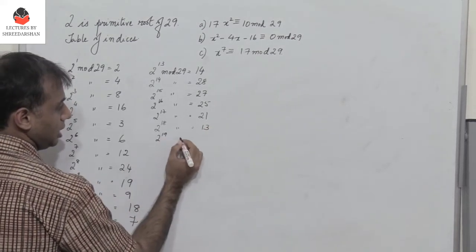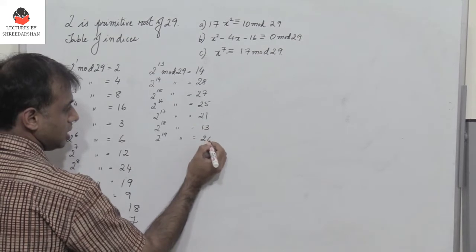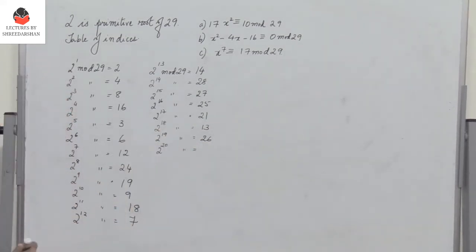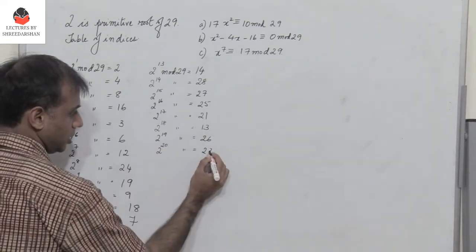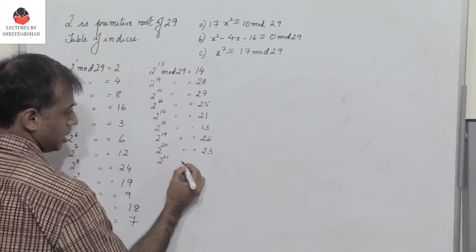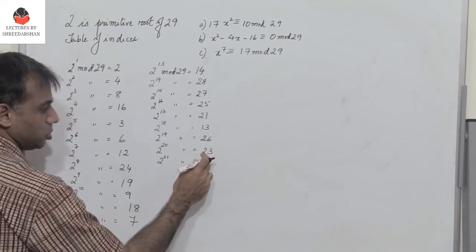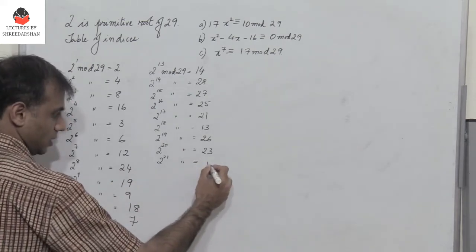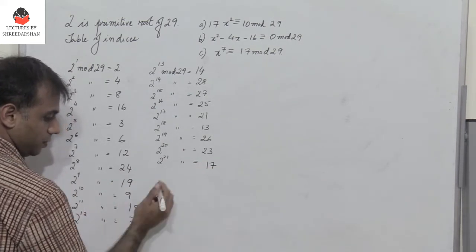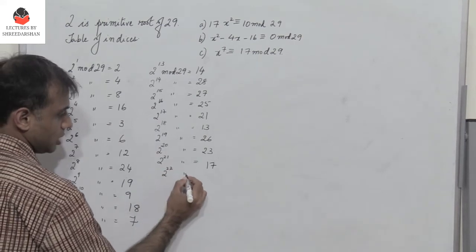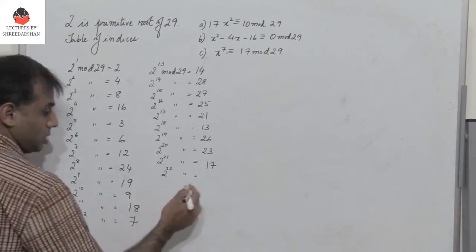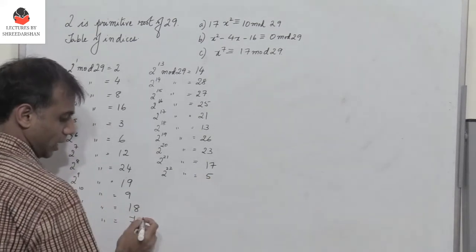2 power 19 is 13 into 2, which is 26. 2 power 20 is 26 into 2 minus 29, so that will give me a value of 23. 2 power 21 is 23 into 2, which is 46, minus 29, so that gives me 17. 2 power 22 is 17 into 2, which is 34, minus 29, which is 5.